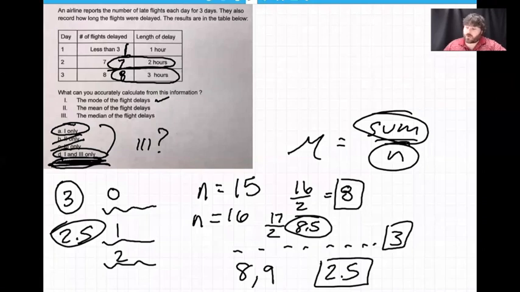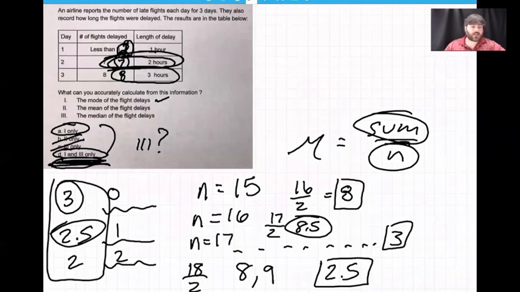All right, and if n was 2, we would have 2 and 7 and 8. That makes 17 total flights that were delayed. I'd go to the 18 over 2 number to find the median. So that's the 9th number. And in this case, the 9th number would be a 2-hour flight. There's 2 before it, and then 7, the 9th number would be a 2. So I get 3 different answers. I don't think I can accurately calculate this without knowing exactly what that number is in that chart. I don't know the number of flights that were delayed on day 1. So I don't know if I can accurately calculate that. So I think then my answer is going to be A, that only the mode can be calculated from this chart.